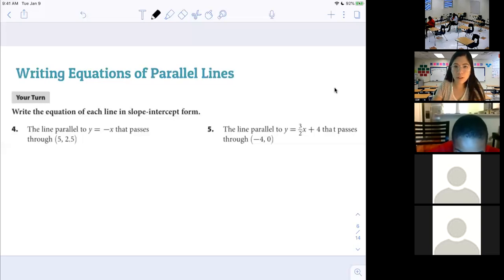Okay. All right. So for number 4, let's start with number 4. I have my equation, y equals negative x. What is the slope going to be for number 4? Okay, Perla says -1. How did you get -1?